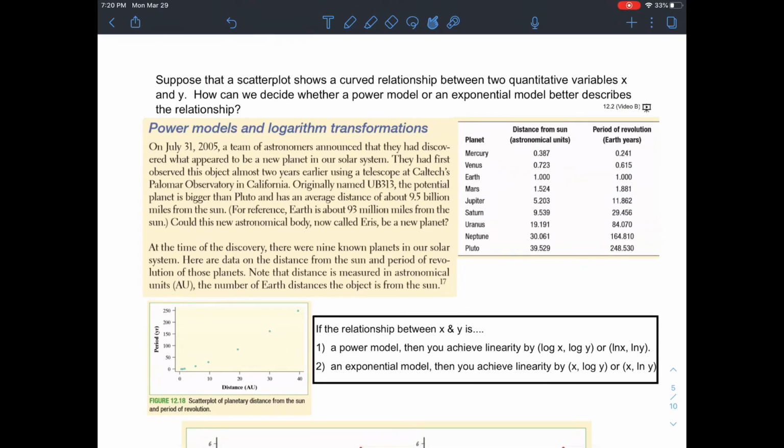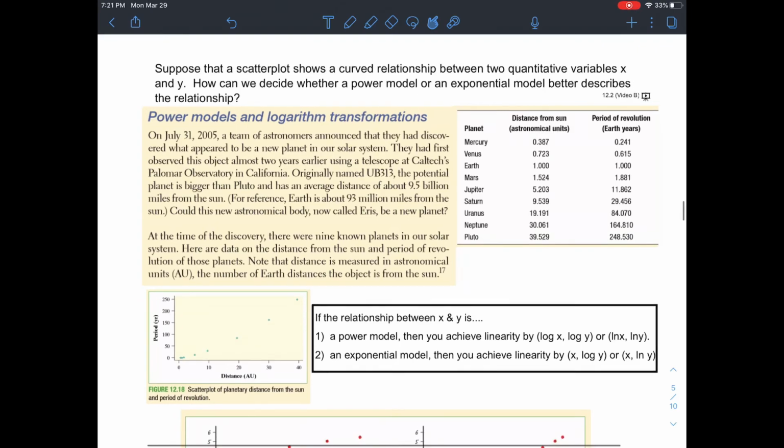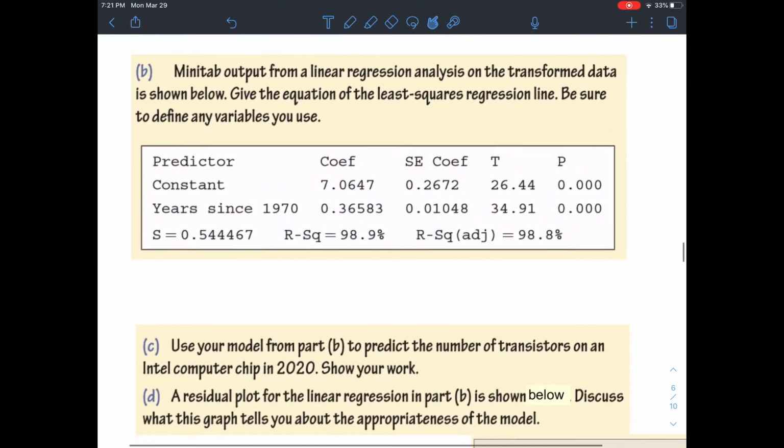Okay, so on the next page here, I think I might have this backwards here. This is what we want on our next page here.